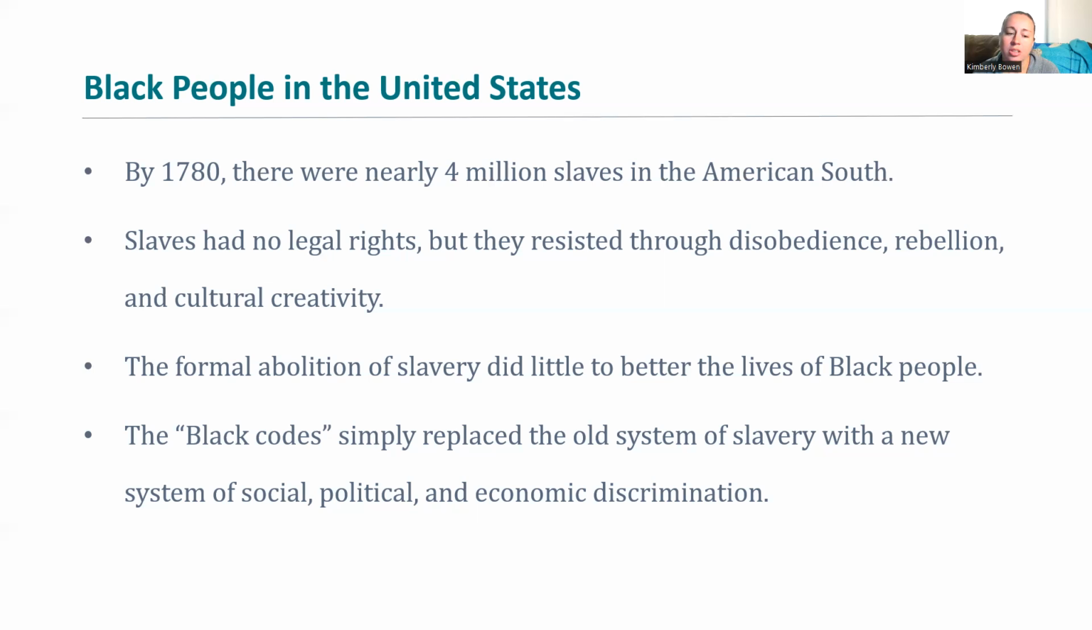The formal abolishing of slavery did little to better the lives of Black people. The Black Code simply replaced the old system of slavery with a new system of social, political, and economic discrimination. And so it's not like, hey, we got rid of slavery and all of these individuals got to be treated equally or even got to be considered citizens. It was just, hey, we can't own you, but we can still own your labor. We can still own, and we can still treat you horribly.